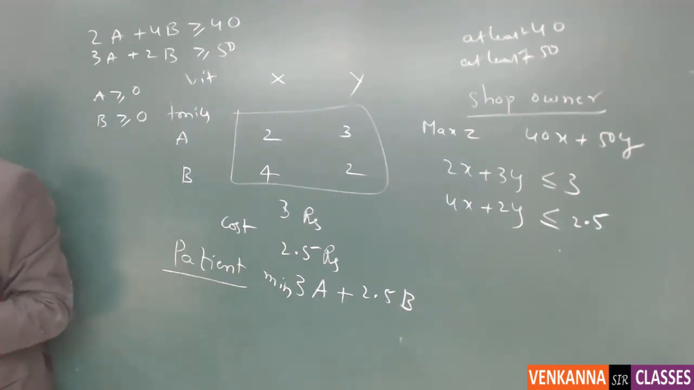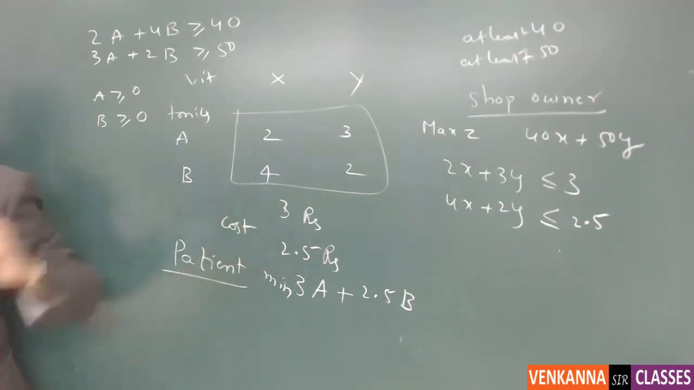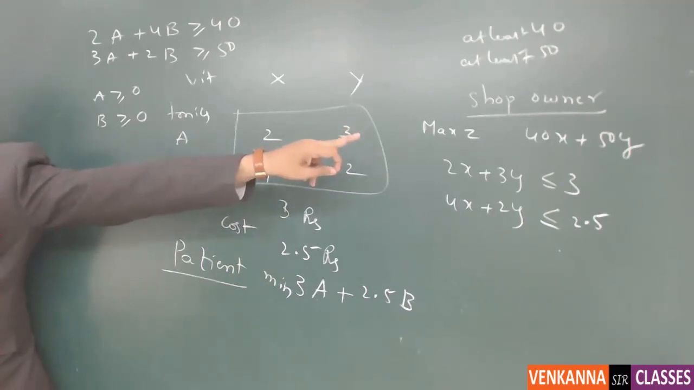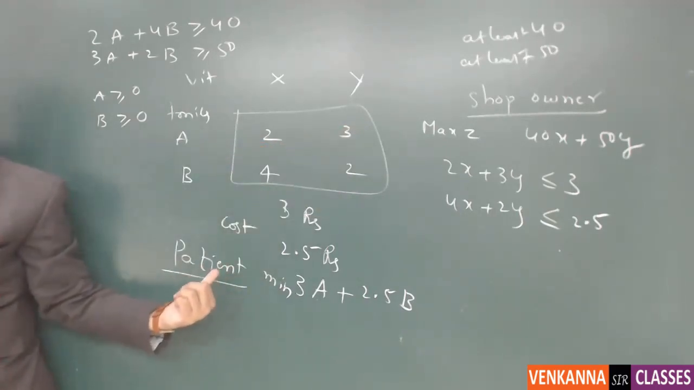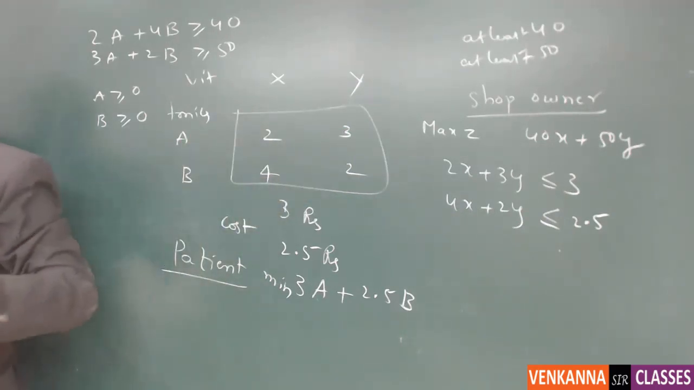Are you observing? So the thing is, whenever you have a real-time situation, you are formulating the LP problem from a perspective. By which perspective are you formulating a problem? For this situation, you have two perspectives. One is the patient, another one is the shop owner. One person's aspect is to maximize the sales, the other person's is to minimize the cost to satisfy the required criteria.